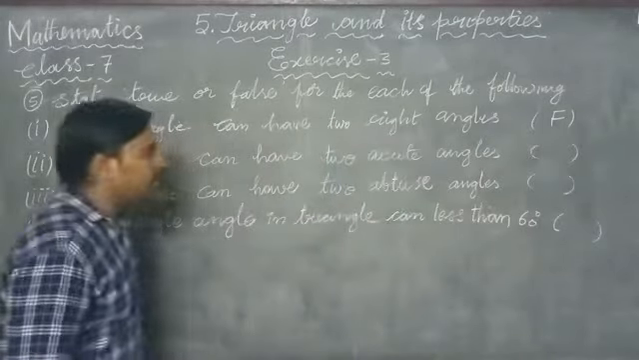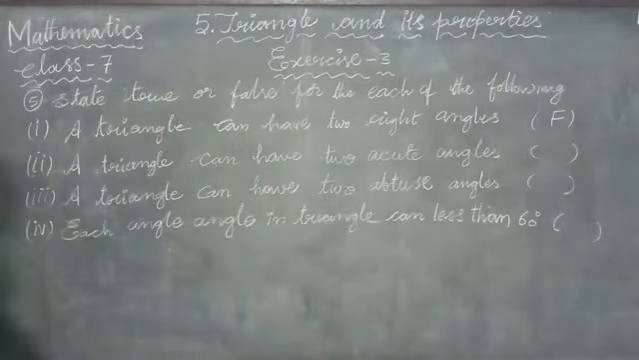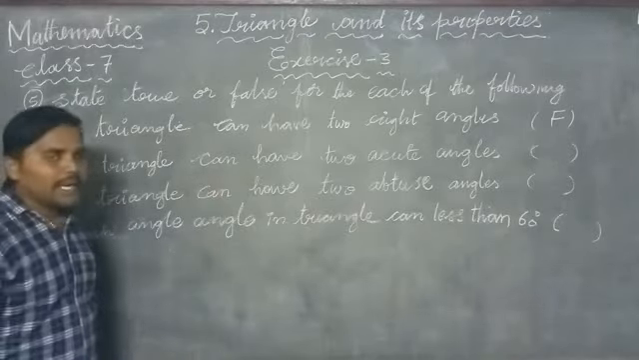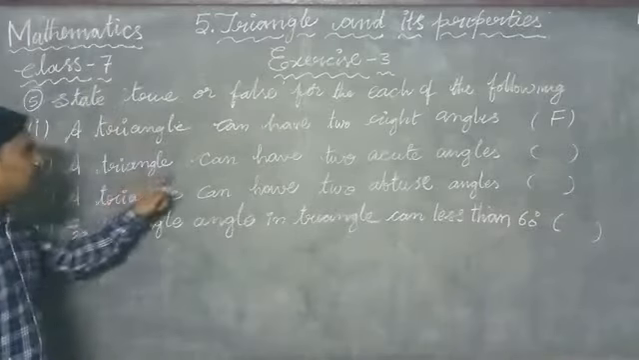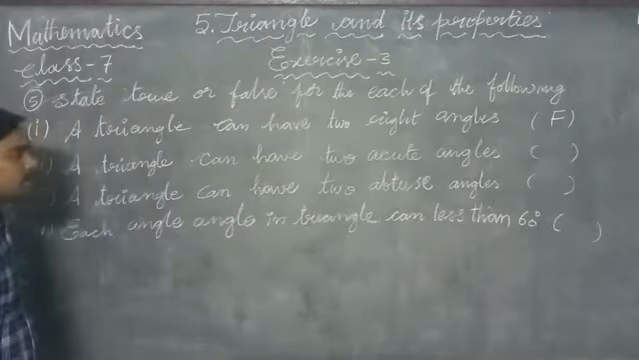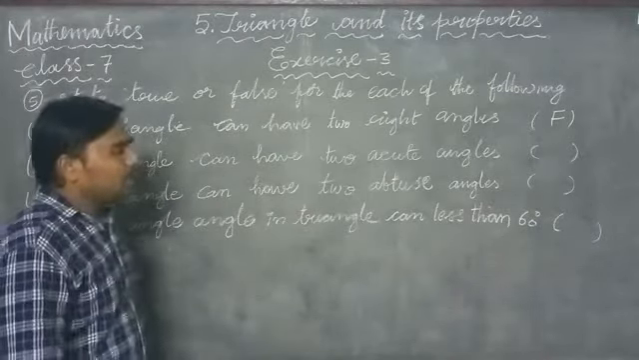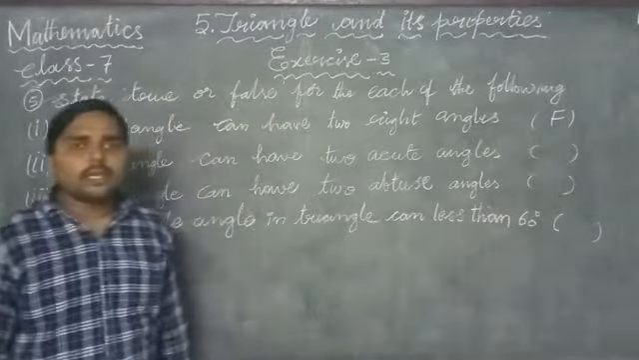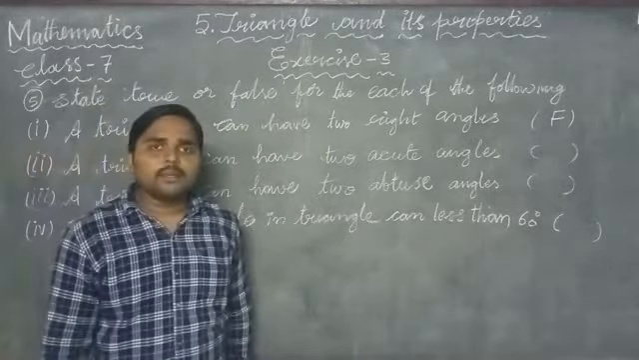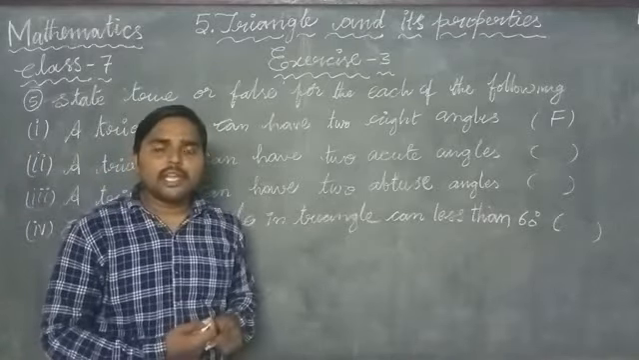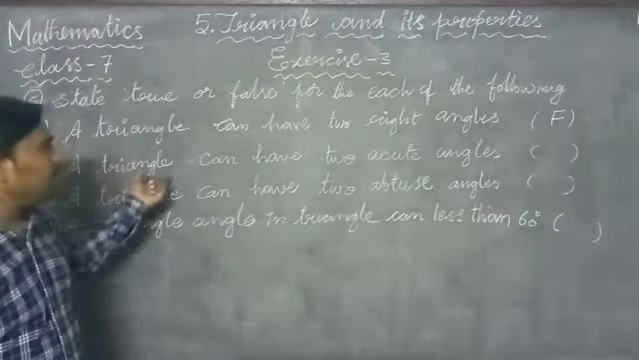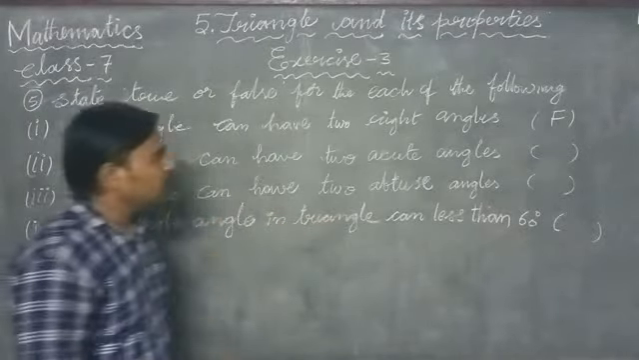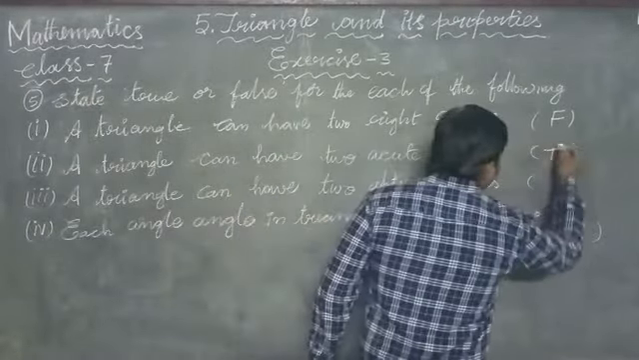Now let us see the second one. A triangle can have two acute angles. Acute angles mean less than 90 degrees. In an equilateral triangle, all the angles are acute angles. So a triangle can have two acute angles. It is possible. So the statement is true.